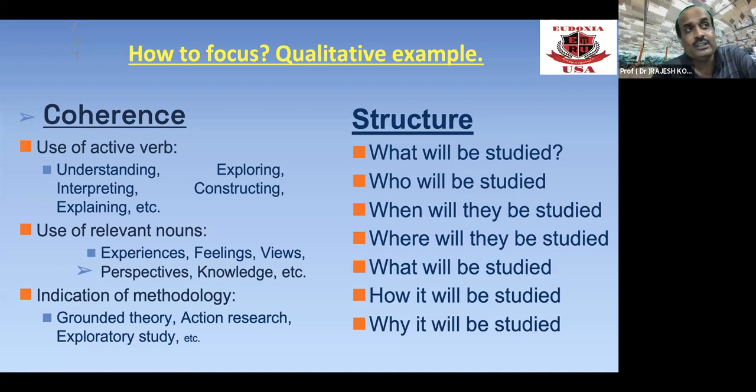You can use a methodology, and you can select it as grounded theory, action research, exploratory, or ethnography. How will we go about it? What will be studied, who will be studied, who will be the participants, when, where, what will be studied, how it will be studied, and why it will be studied.